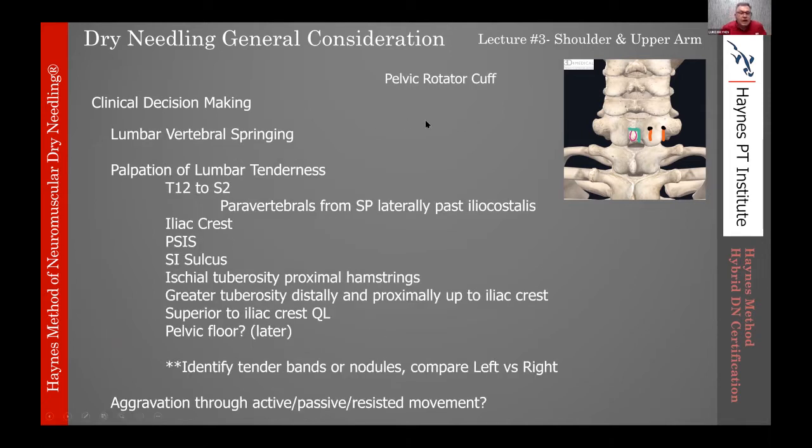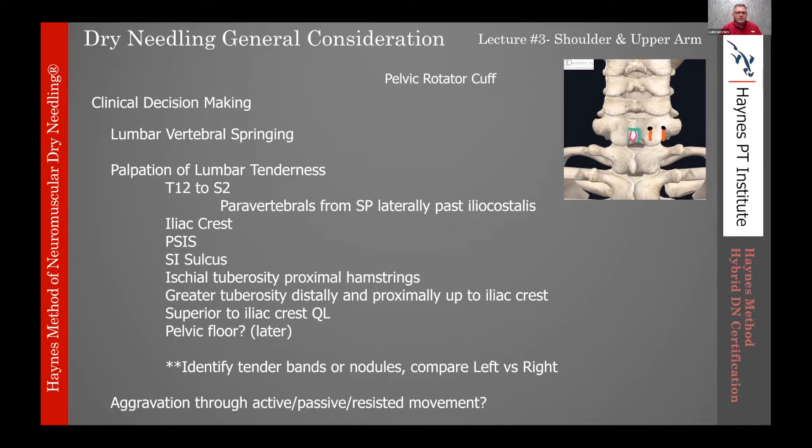In the pelvic rotator cuff, again, we want to start with our lumbar vertebral springing. Get on those spinous processes and really spring those vertebrae to see if you can identify a specific level of problem. Where is this being aggravated? More than likely, if you get a specific segment that is positive for a springing test, then you're going to find some of those issues related to that.